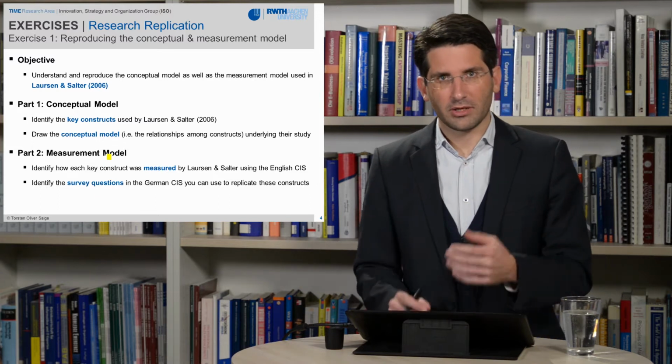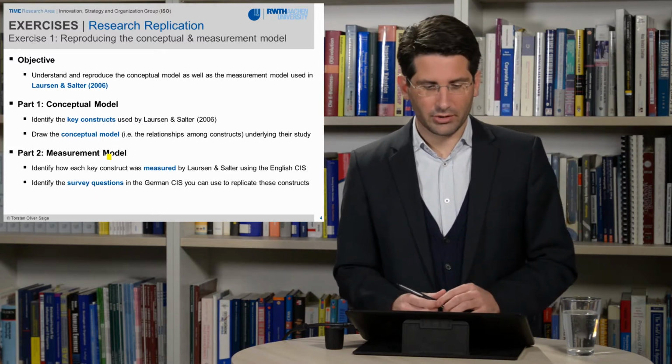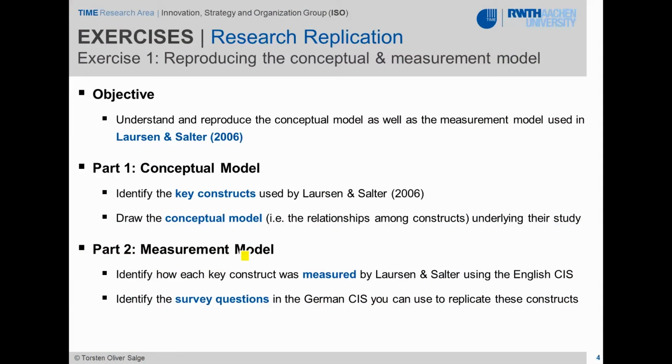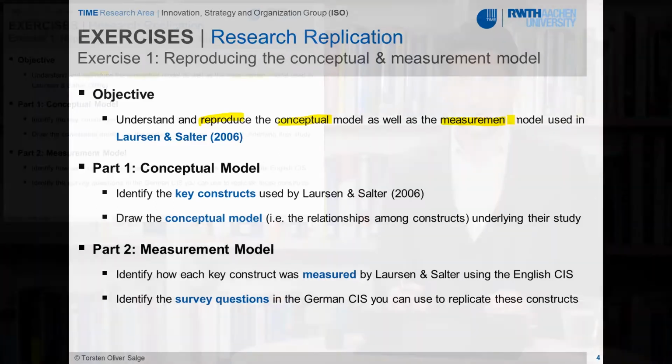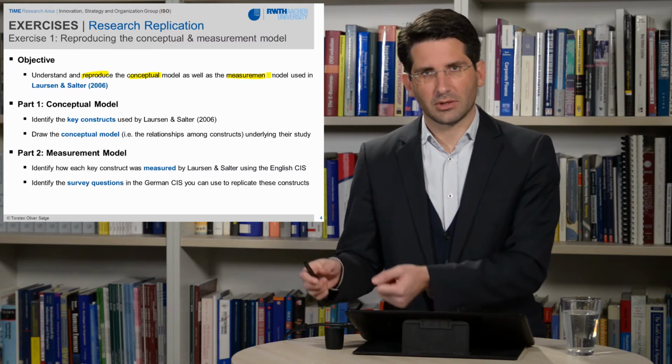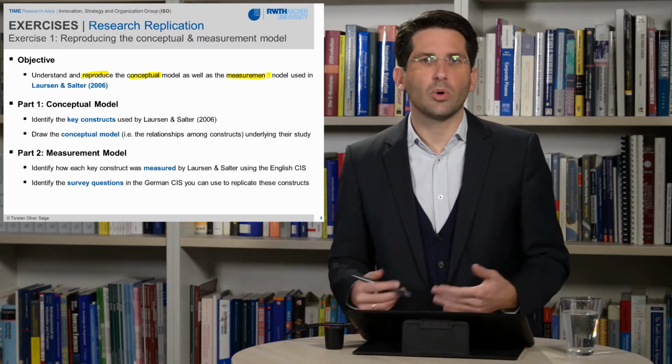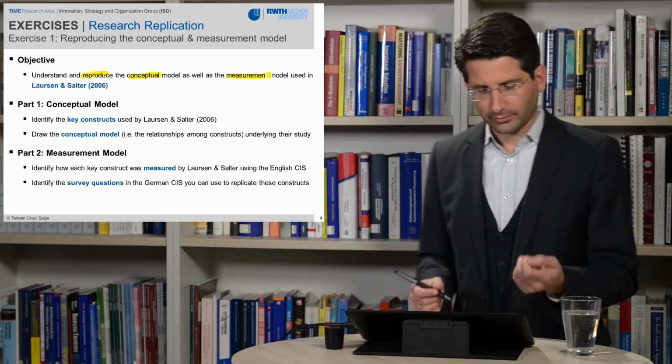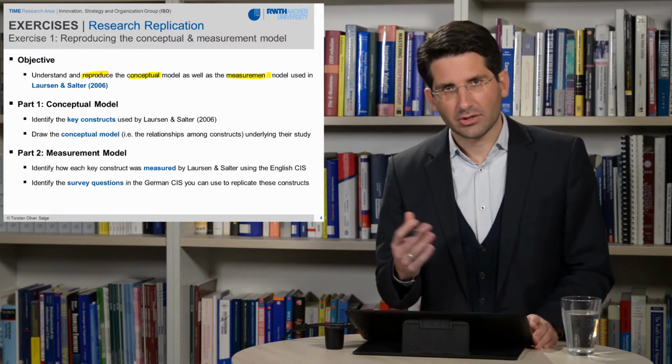So I assume that you've read the Lawson and Salter 2006 paper. And the objective is to help you and to allow you to practice how to understand and reproduce the conceptual model and the measurement model as it was used in Lawson and Salter 2006. So what you should do now is ideally you put your copy of Lawson and Salter next to your table when you work on this exercise. So your exercise has 2 parts.